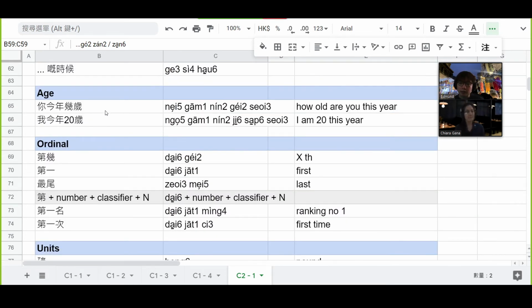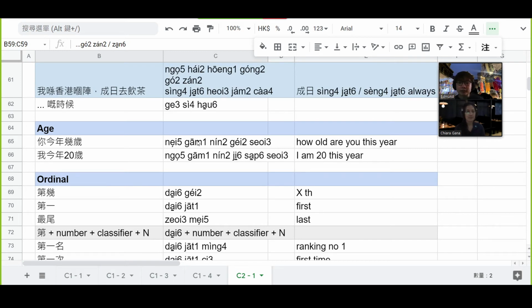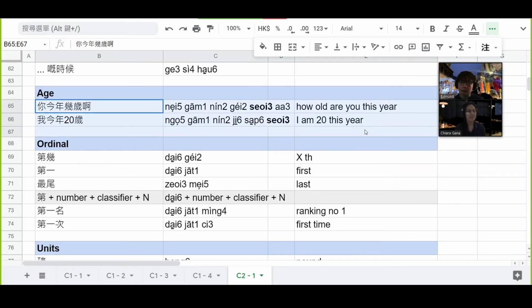Okay. So about age, you ask it like this: 你今年幾歲? Maybe add an 啊 at the end: 你今年幾歲啊? The 歲 is like a unit for age, like years old. So you can say 我今年20歲. 我今年20歲, 你今年幾多歲啊? Some people say it in the fourth tone. So this is about age. You just need to remember 歲 as a unit of age.